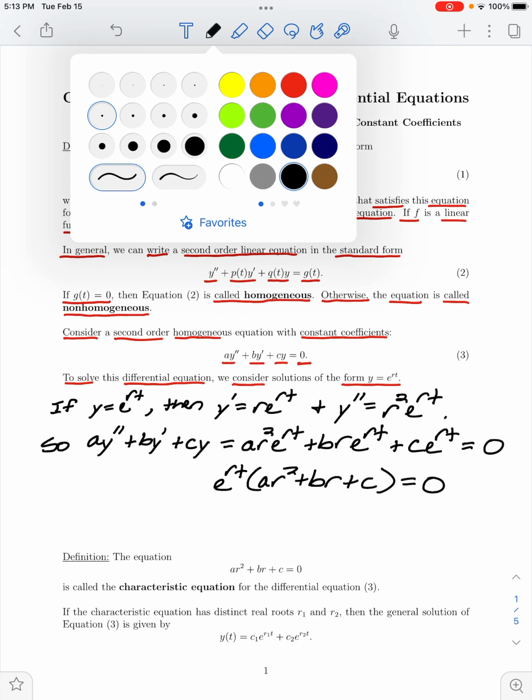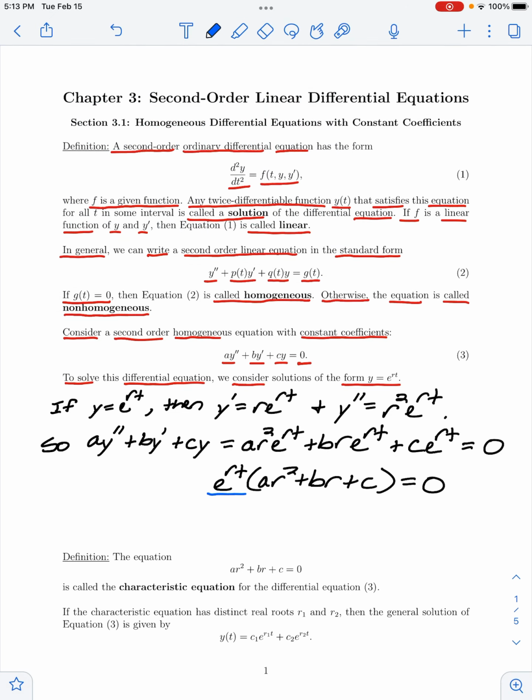And of course, this exponential function, e to the rt, can never be equal to 0. Recall that the range of any exponential function is positive real numbers. So the only way for this product to be 0 is if our polynomial in parentheses is equal to 0. So what we are left with is a quadratic equation in terms of r, and we want to find the roots of this quadratic, which we could do either by factoring or making use of the quadratic formula.